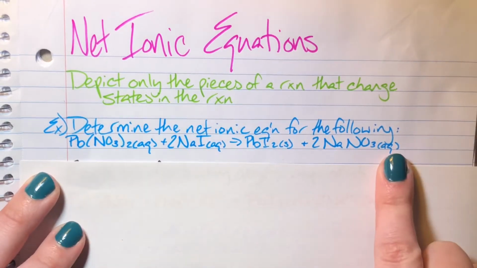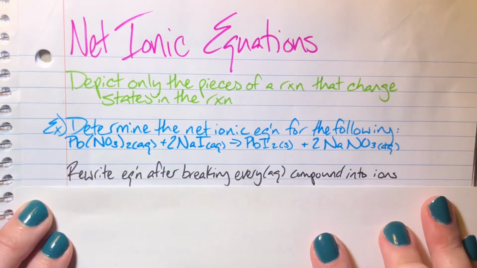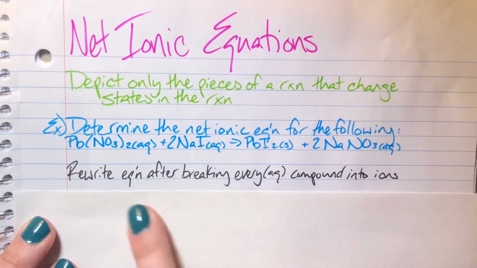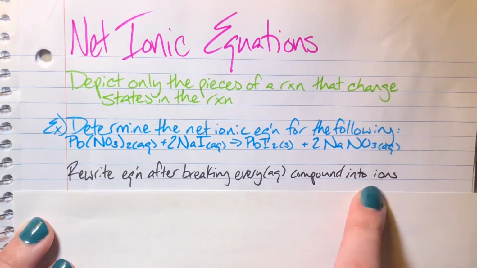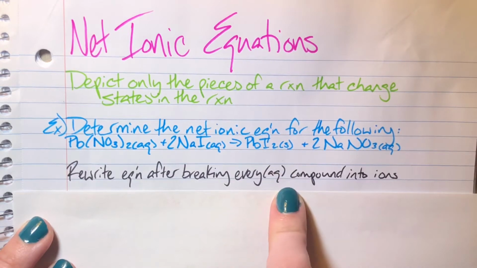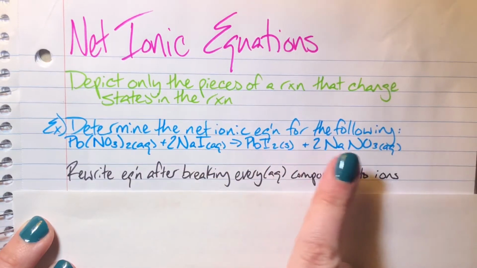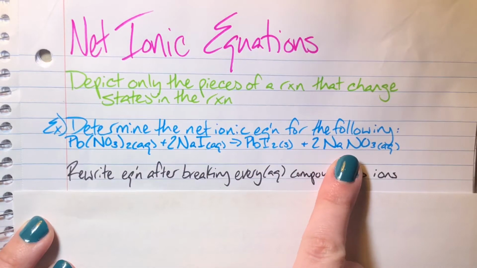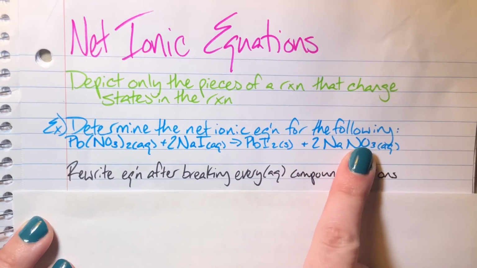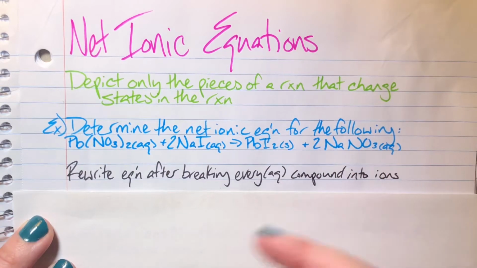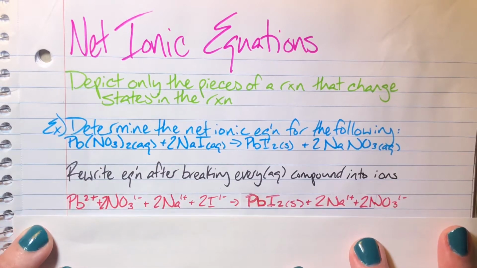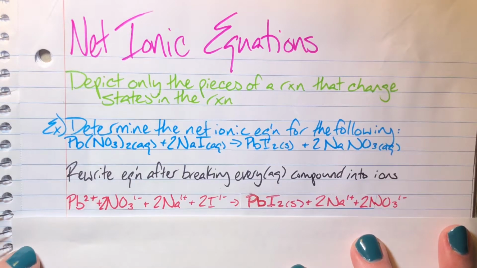Once I have my actual equation, I'm going to rewrite it after I break apart every aqueous compound into its constituent ions. Now, as a reminder, aqueous means that I have dissolved in water. So all of my aqueous substances are not truly like this inside of an actual solution. They are actually dissolved, which means that they have broken down and are in their individual ions. So I'm going to represent that. You just have to be careful with charges here.